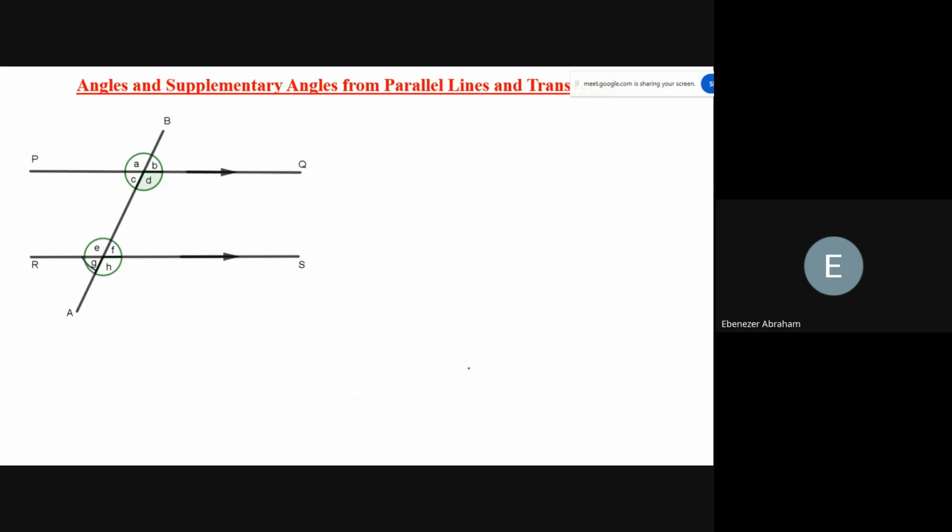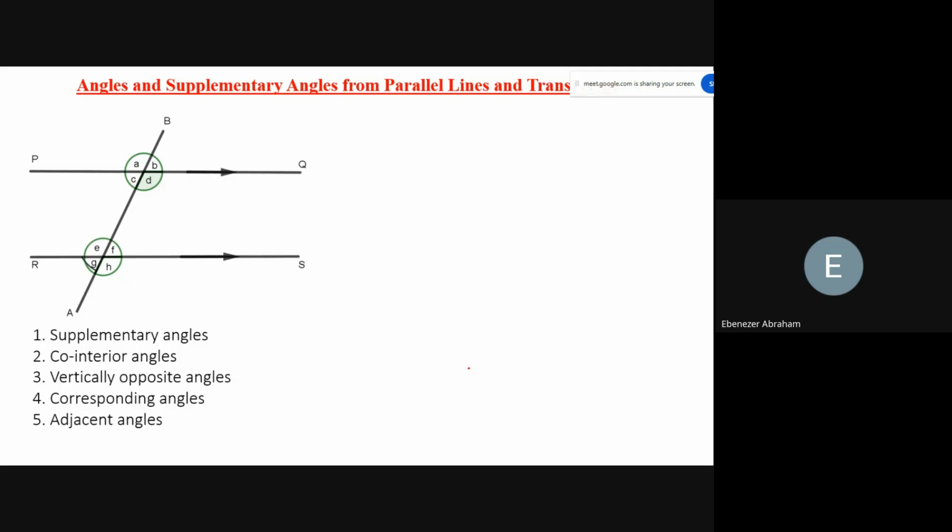Now, you know what we are going to do? We're going to look at which of the angles are supplementary angles. We'll be looking at which of them are co-interior angles, vertically opposite angles, corresponding angles, adjacent angles, and then alternate angles. So these are the items we will be looking at.